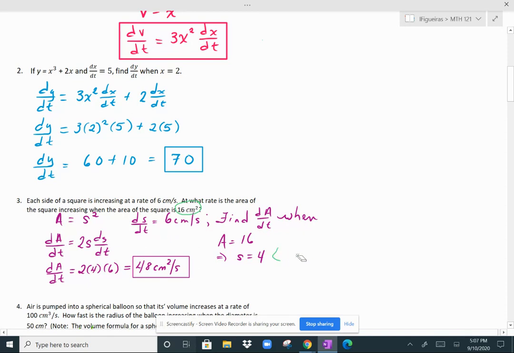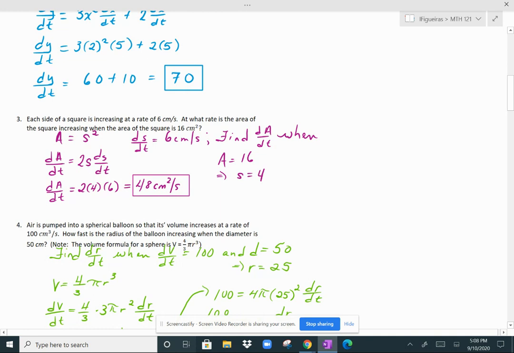So now that I know that my side is 4 centimeters, I plug in 4 for s and 6 for ds/dt, and multiply that out, and you get that dA/dt is changing at 48 centimeters per second. So when the side is changing at 6 centimeters per second, at the moment of time when the area is 16 centimeters squared, the rate of change of the area is exactly 48 centimeters squared per second. And it's squared because it's a rate of change of area.